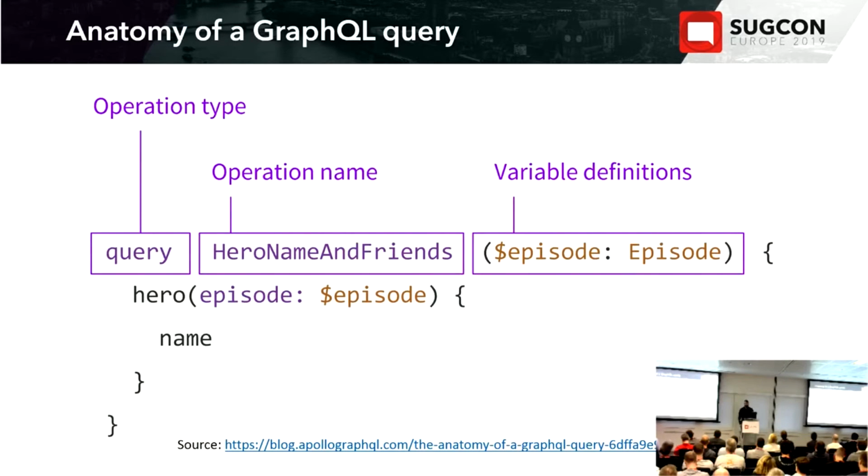Second new component is the operation name. This is optional, but you should use it because you're going to see it throughout your code as you're debugging things. So it's definitely worth doing so you can trace back queries if you need to. And then finally, we have some variable definitions. These allow us to pass in different variables into our query and then use those variables inside of our query. So in this case, there's an episode variable of type episode. And then it's getting passed into this hero field, and that's being used. So those are two different examples of a GraphQL query.